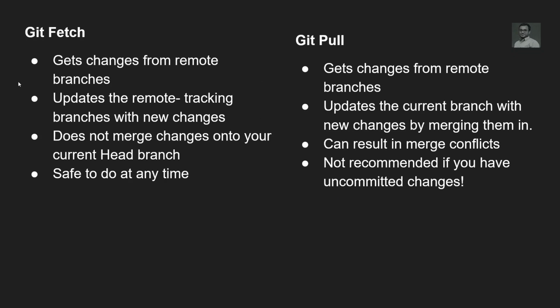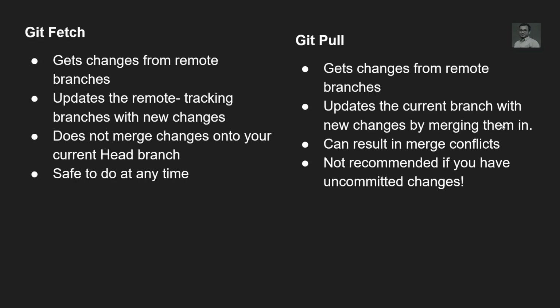At last, we can discuss the difference between git fetch and git pull. Git fetch gets changes from the remote branches. You need to understand this. Git pull also does the same thing, it gets changes from the remote branches. So git fetch and git pull both get changes from the remote branches. And here you need to understand the difference. Git fetch updates the remote tracking branches with the new changes. And git pull also updates the current branch with the new changes by merging them in.